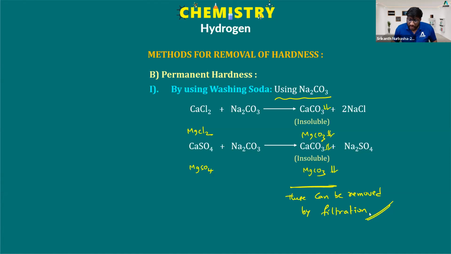CaCl2, MgCl2, CaSO4, MgSO4, all of those can be removed by filtration. And thus, once you have removed them, you will have pure water. This is nothing but removal of permanent hardness, that is calcium chlorides, magnesium chlorides, calcium sulfate, magnesium sulfate, by using washing soda.